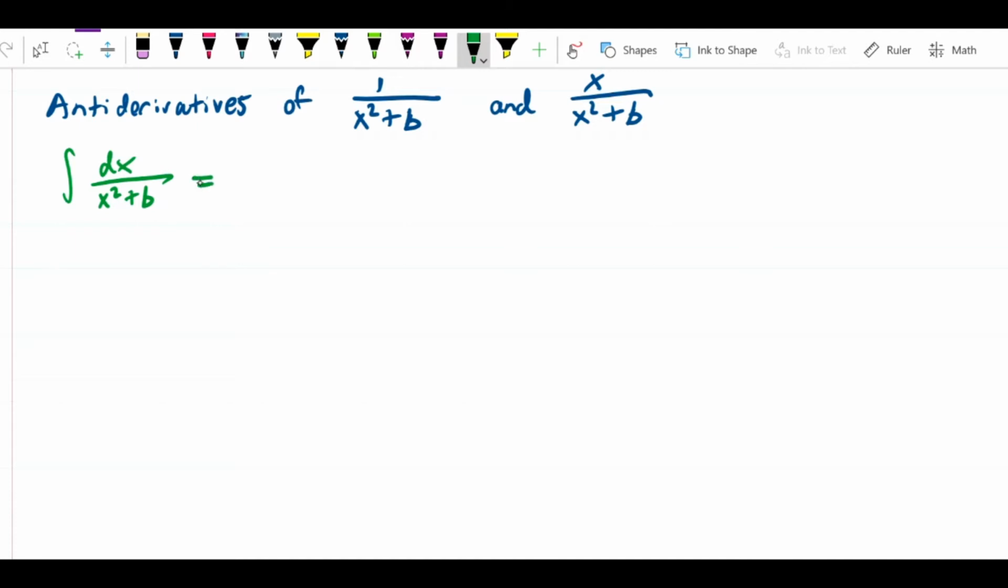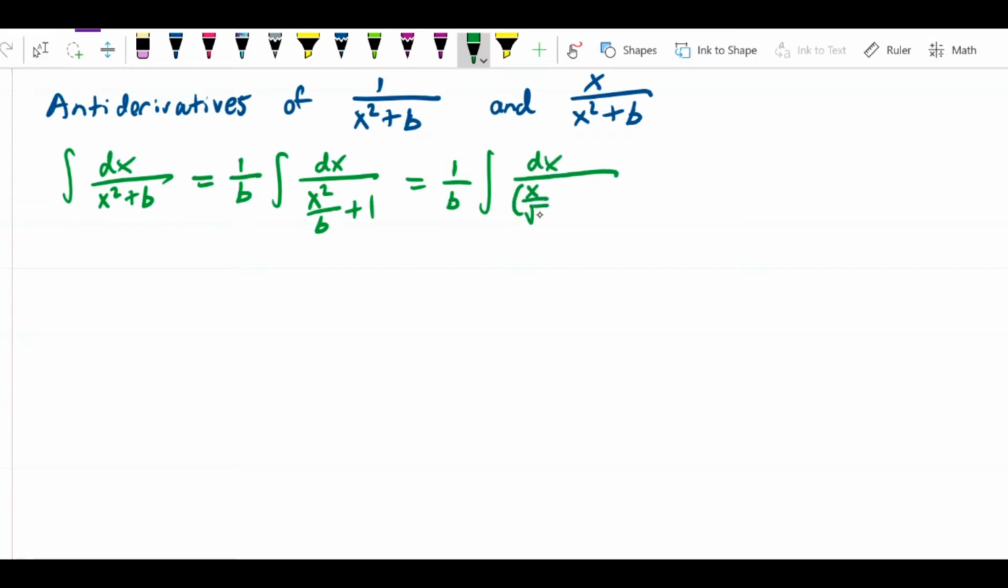What we're going to do is pull out a factor of b. So I'm going to write 1 over b times the antiderivative of 1 over x squared over b plus 1. You can multiply that out and verify that those are in fact equivalent. To be clear, that's x squared over b plus 1 in the denominator. Now let's put it in a more usable form: the antiderivative of 1 over the square root of b squared plus 1.